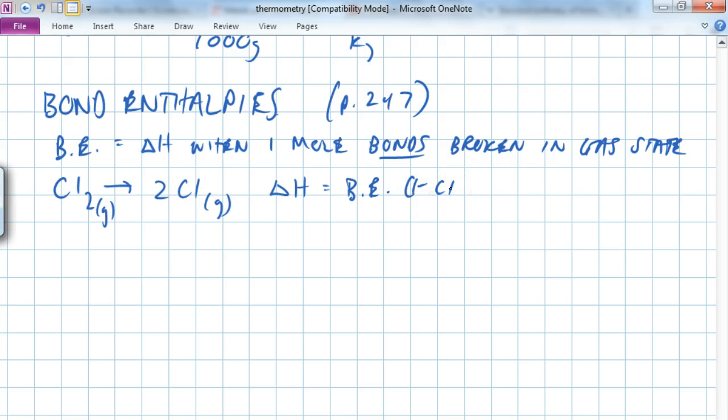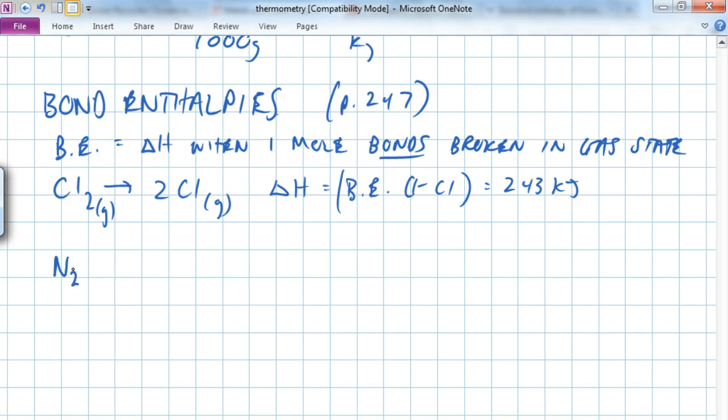And you can find that in the table on page 247. I look at chlorine and I trace it down to chlorine and I see that it is 243 kilojoules per mole. And in this case, because we've only got 1 mole, it's just 243 kilojoules to break those down. And let's look at another example.